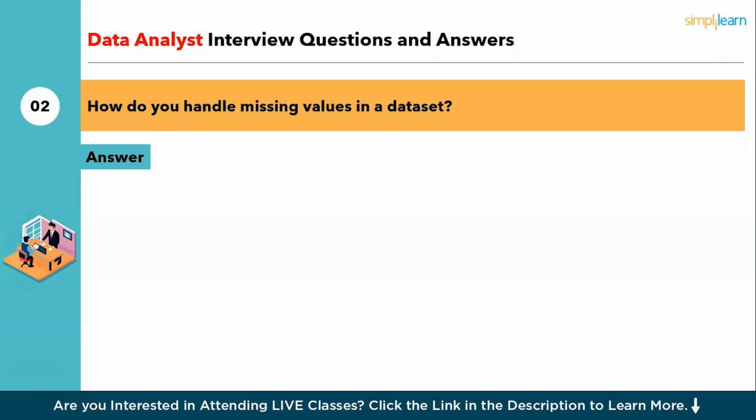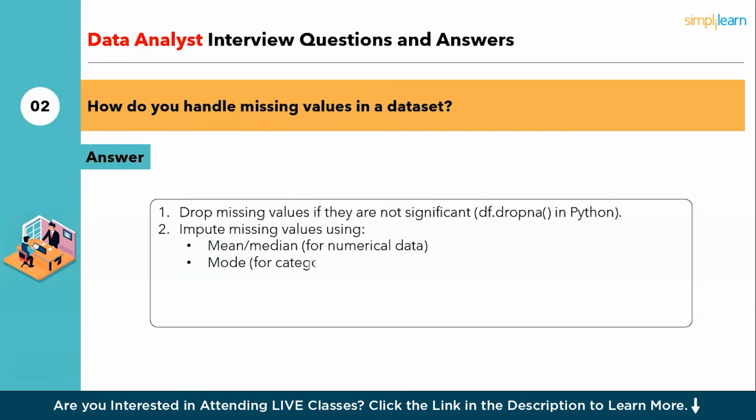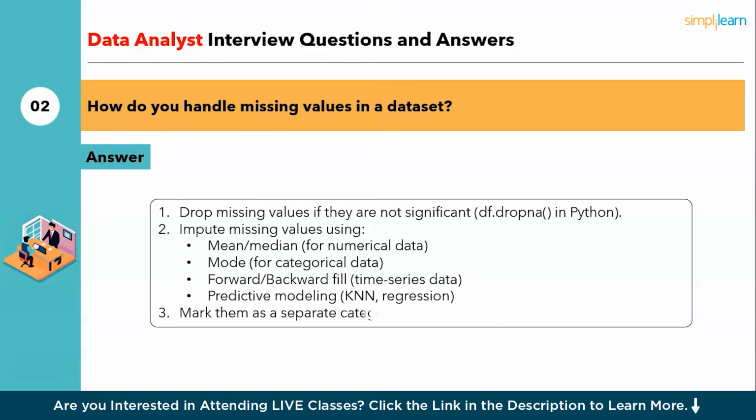So how do you handle that particular scenario? Now the answer for this question is drop missing values if they are not significant. In particular with Python, you can use the dataframe.dropna function. And if you're going with other models, then impute missing values with mean or median. Let's say you wanted to find out a mean value out of all the entries in the dataset, and you can add that particular mean value or average value in that particular empty cell. Mode for categorical data, forward or backward fill for time series data, and predictive modeling, which is KNN and regression. And lastly, mark them as a separate category used in categorical variables.